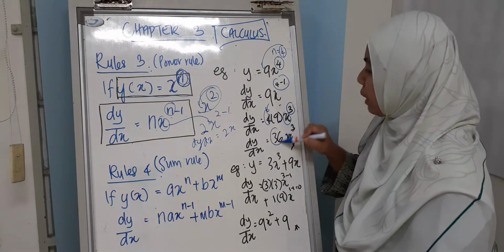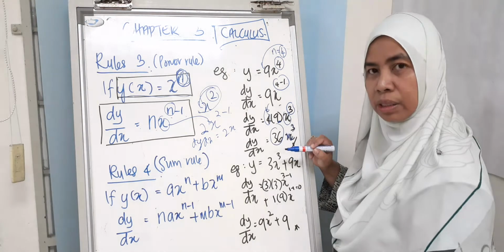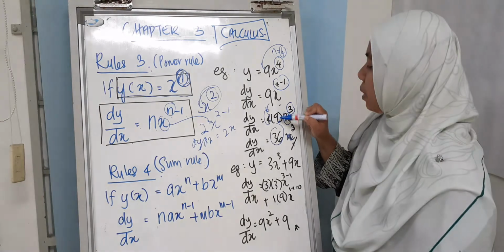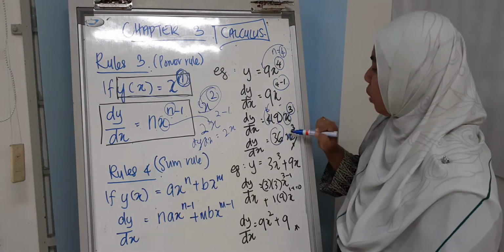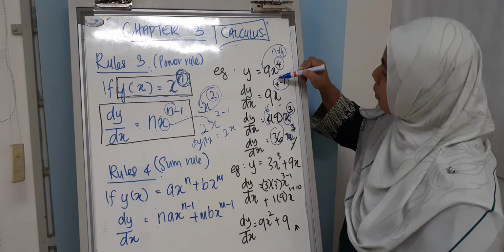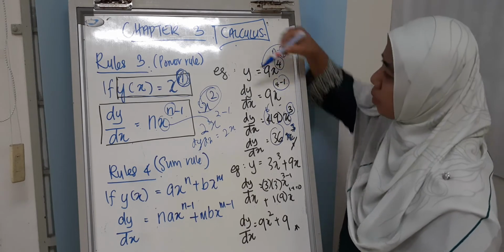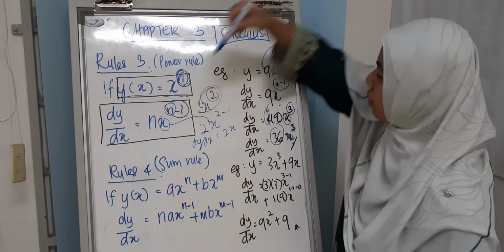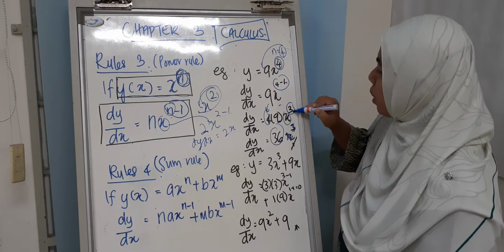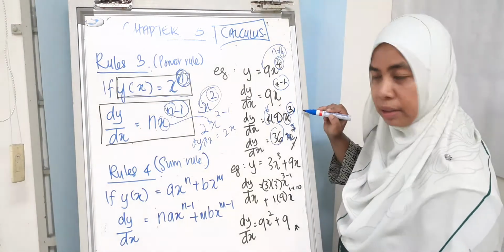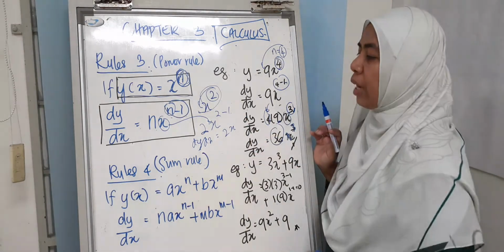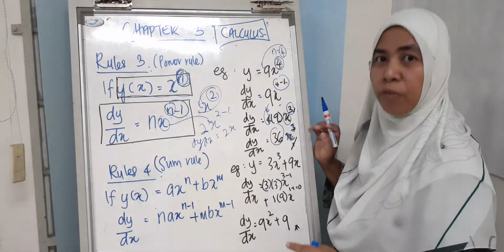So how do we get 36? 4 times 9, 4 times 9 is 36. How do we get x to the power of 3? Because the power is n minus 1, n is 4, minus 1 is 3, right? Understand? So this is rule number 3. Now we go to rule number 4.